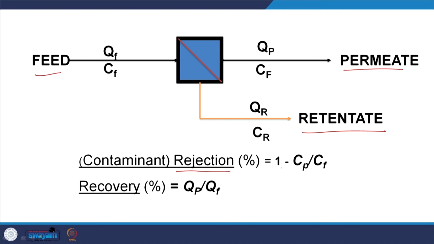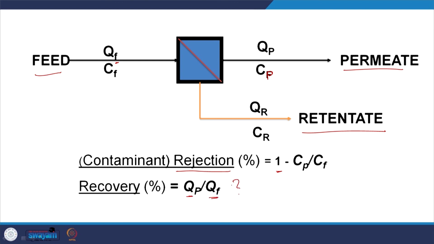So, percentage rejection is 1 minus Cp by Cf, where Cp is the permeate concentration and Cf the feed concentration. That is the contaminant rejection, the rejection percentage. And what is the recovery? Q permeate by Q feed.